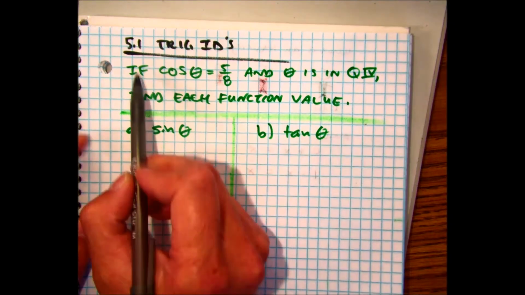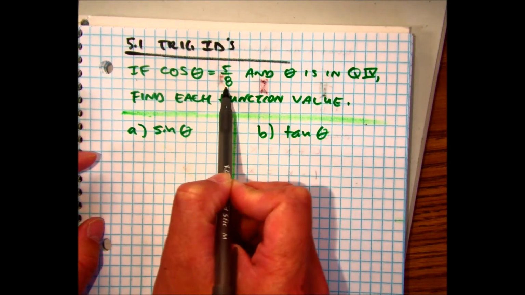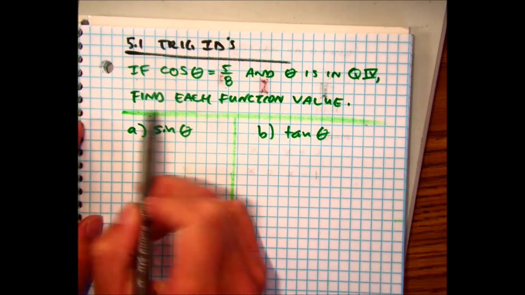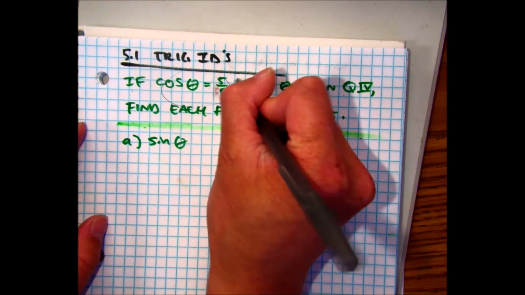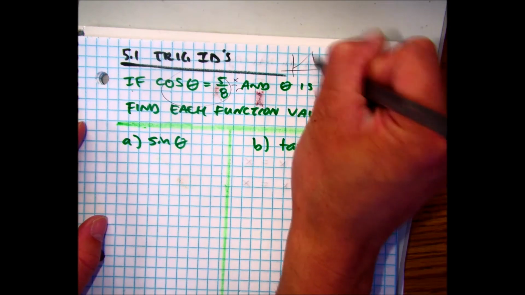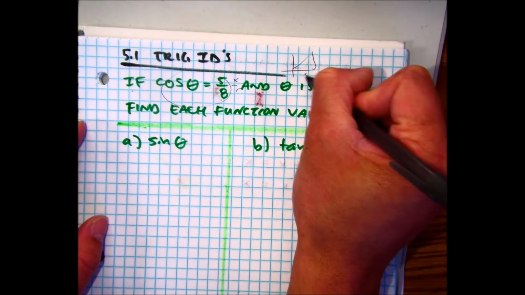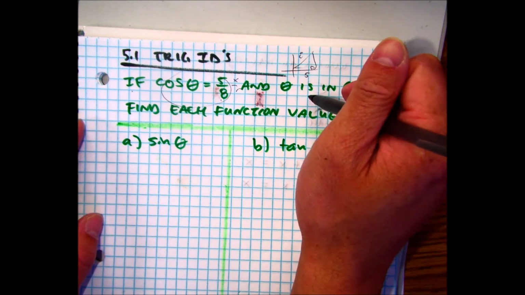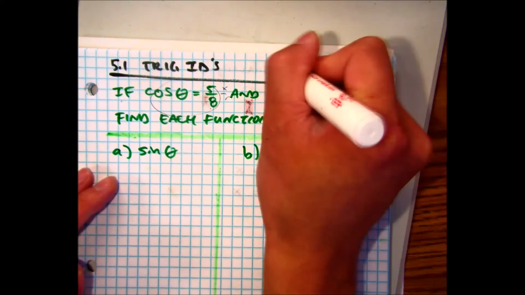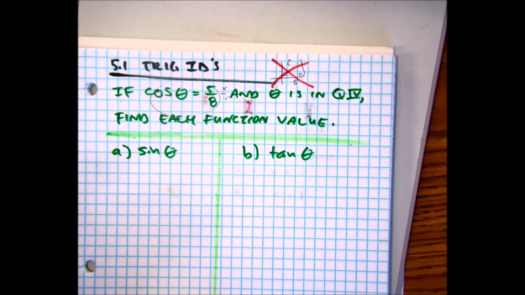Alright, so it tells us if cosine of theta is 5/8 and theta is in quadrant 4, find each function value. Remember a long time ago you used to take this and say this is x over r, and then you would draw a triangle and say the x value was 5 and the radius was 8, and then use the Pythagorean theorem and find all 6 trig functions. But we're not going to be drawing pictures anymore. We're going to be using identities.